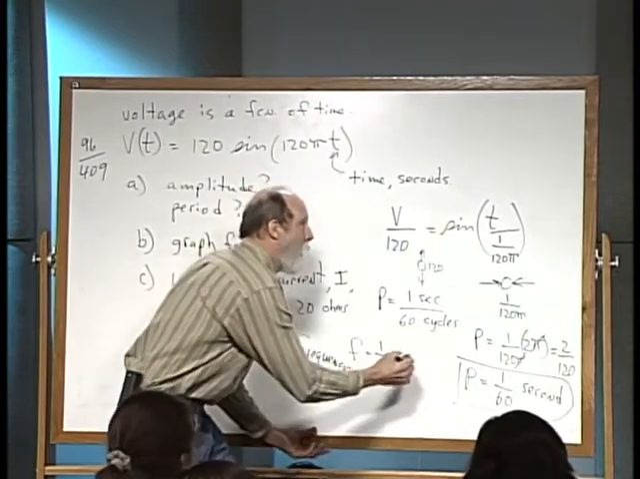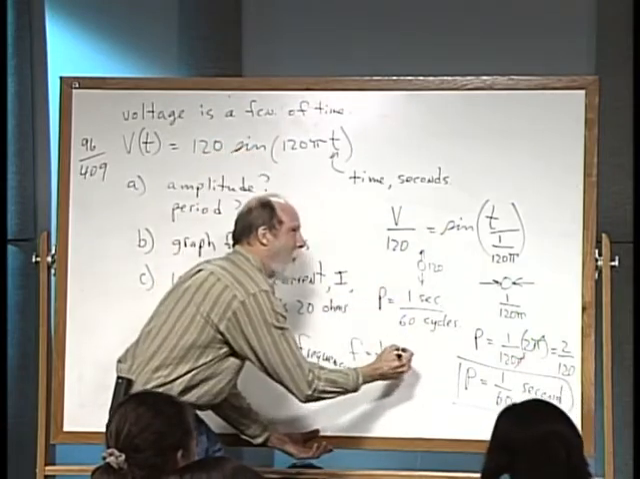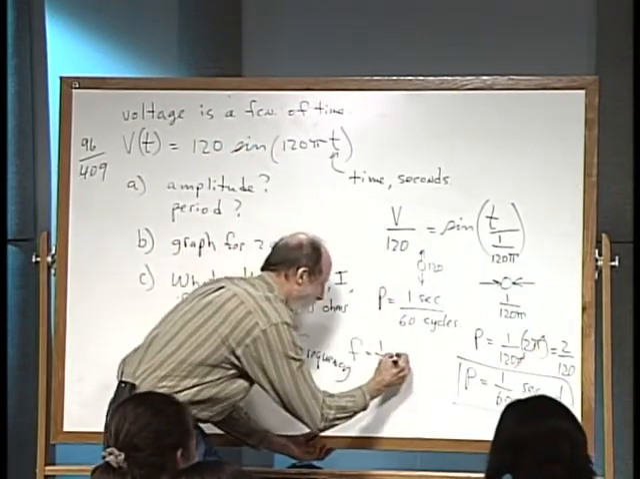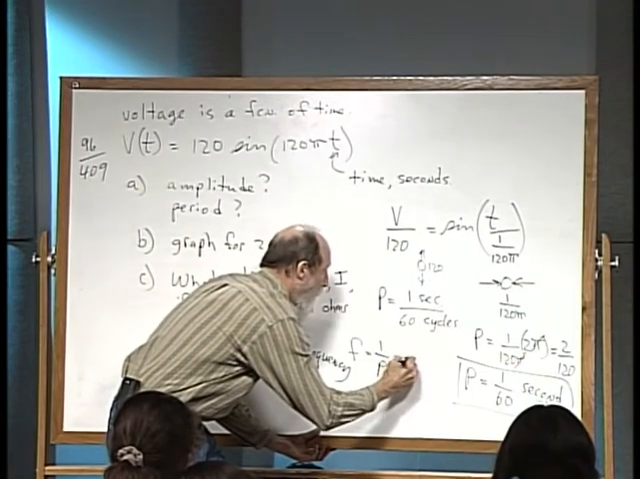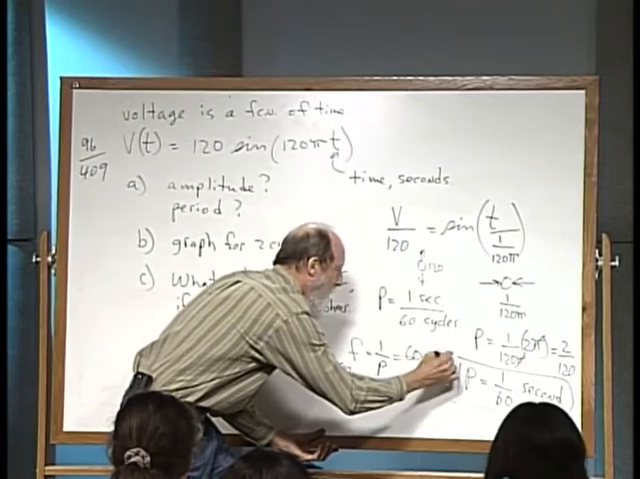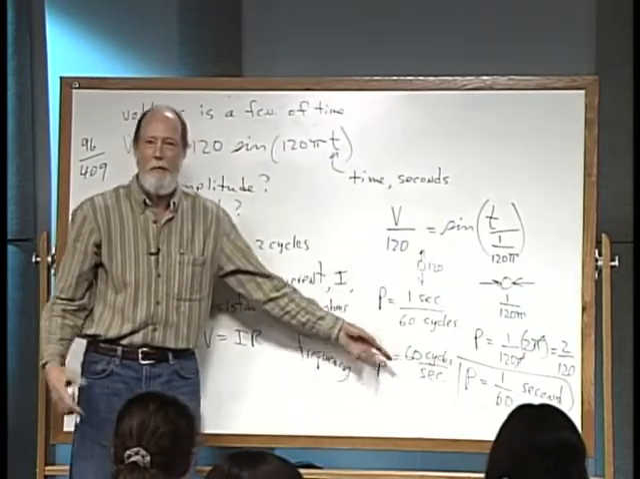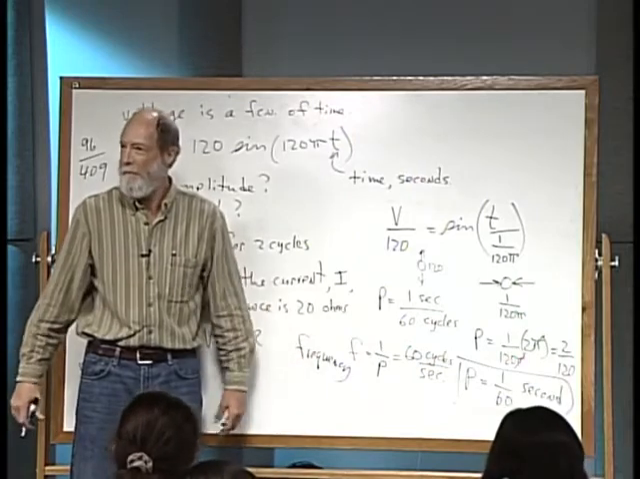Try not to forget that. And so what we end up getting is the reciprocal of this: notice that we get 60 cycles per second. That makes sense to you. You've all heard of that, cycles per second. Okay.